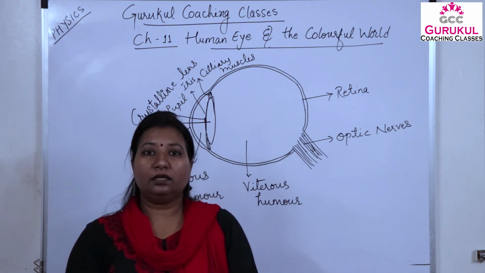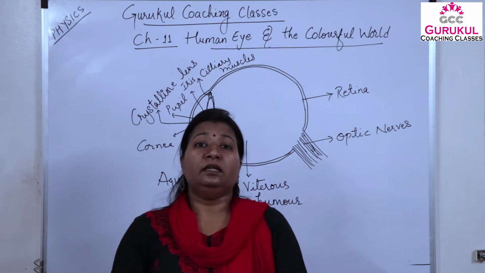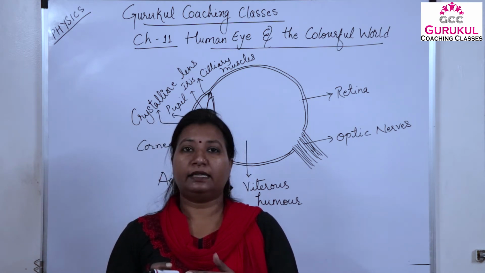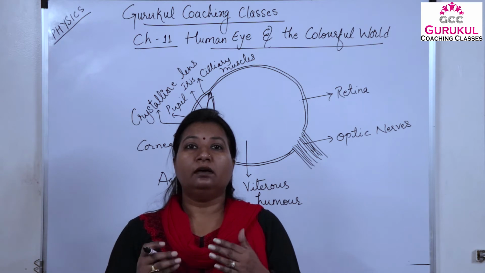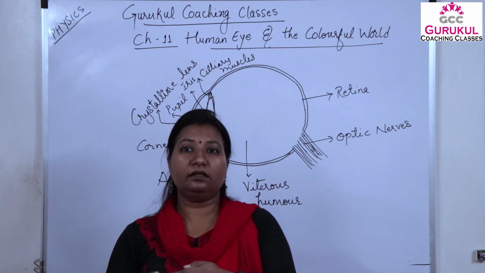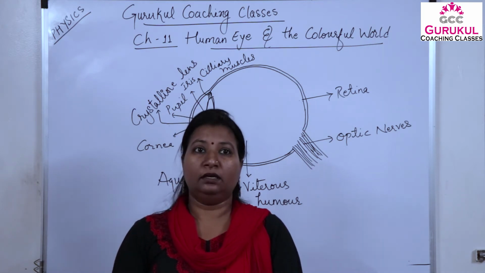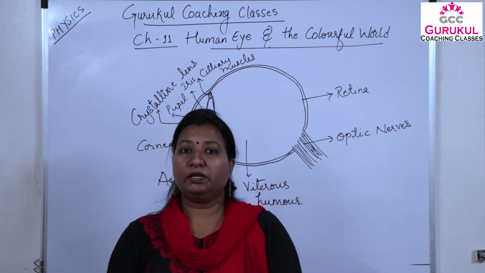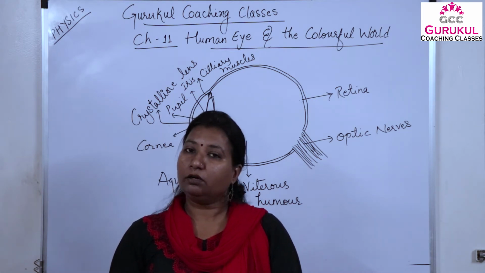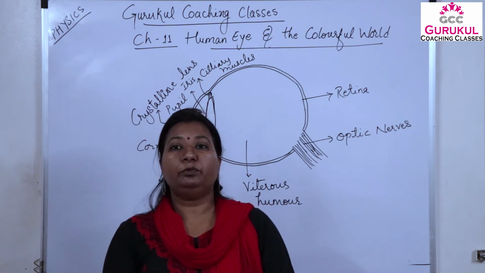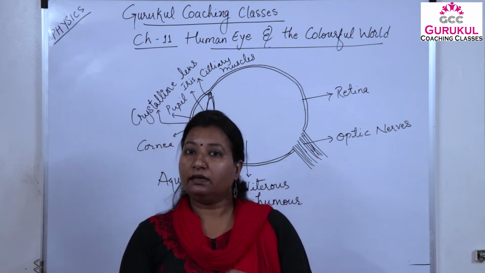Suppose we are in a dark room, right, then a large amount of light has to enter our eye. In that case the pupil will expand, right? And if we are standing in bright light, or if we are moving from a dark room to bright light or into the open, in that case the size of the pupil will decrease, or the pupil will contract. So contraction and relaxation of the pupil is controlled by the iris.